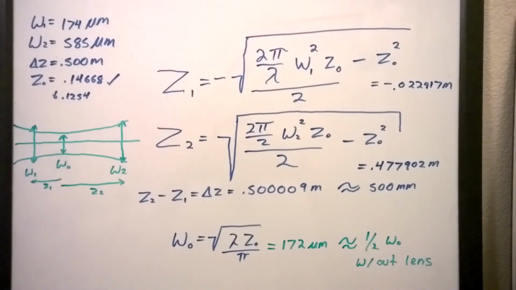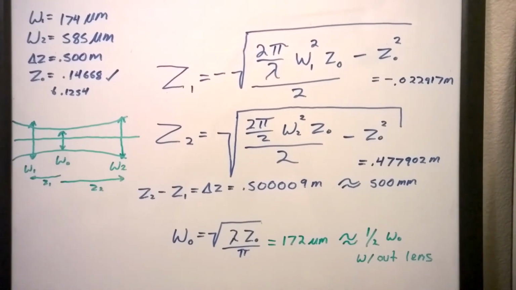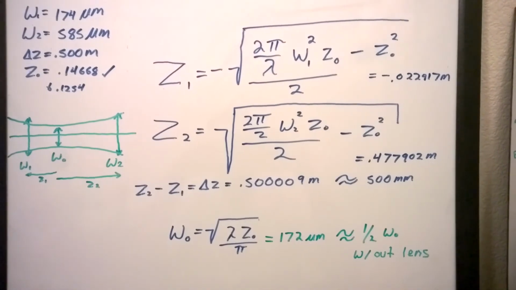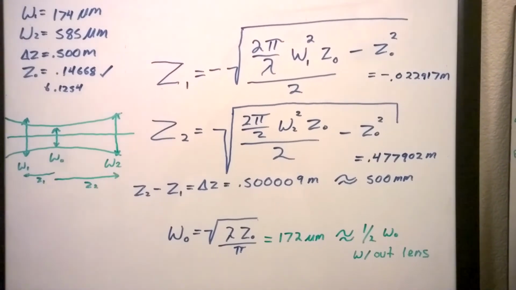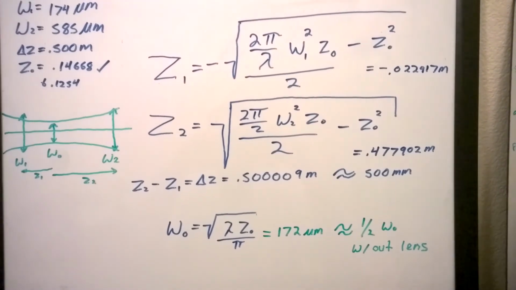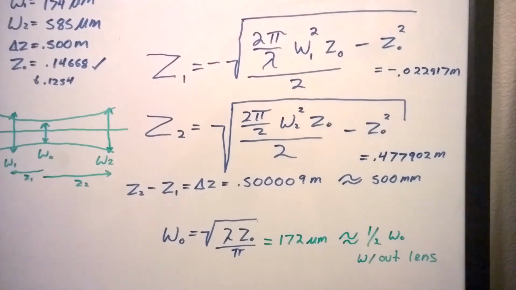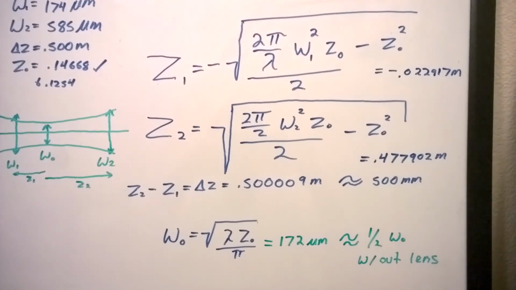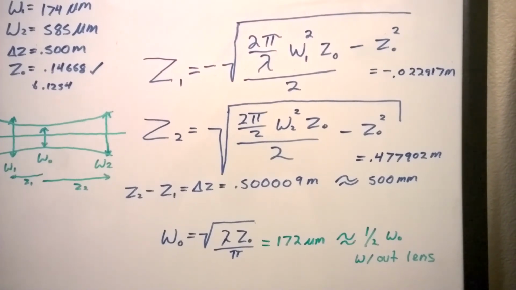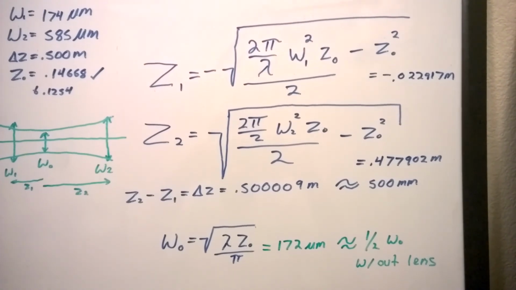For the calculations with the lens, we then used the same equations as we did previously, except for the fact that now W0 is in the middle of our W1 and W2, so we use the equation for Z1 with a negative sign since it's on the opposite side. Plugging Z1 and Z2 into our delta Z equation, we find that we are at approximately 500 millimeters, which was what we started with. As we calculate W0, we find that it is 172 micrometers, which is approximately half of the W0 that we started with without the lens.